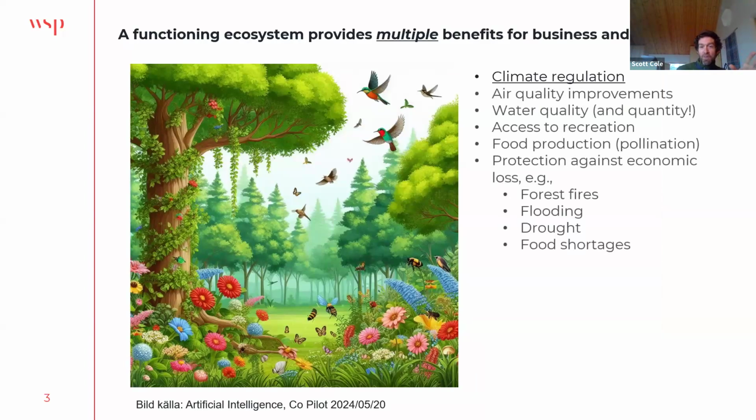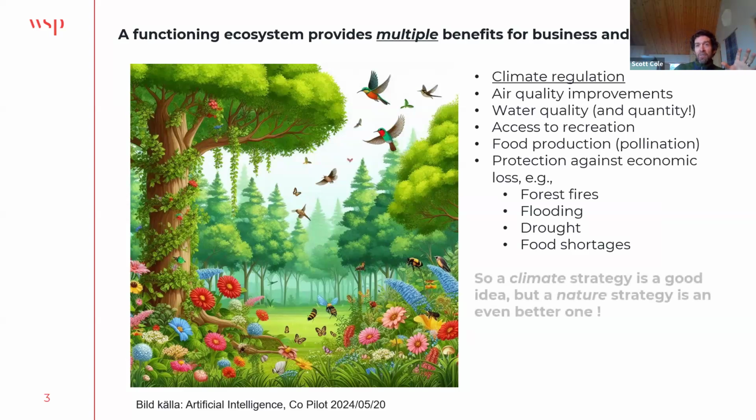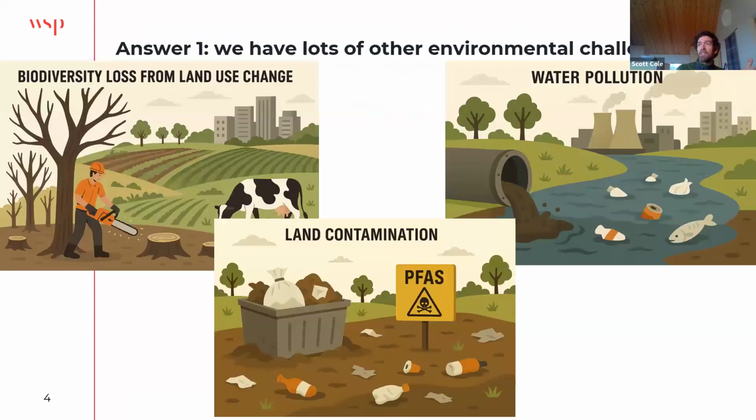An important message here is that a functioning ecosystem provides a lot more than just climate regulation. It provides all these other types of benefits related to air quality, water quality, recreation, food, and protection against losses, right? And so a climate strategy is definitely a good idea, but it only addresses one of these benefits. So a nature strategy is an even better idea. And a couple of reasons I wanted to talk about why it's of value to think a little broader than a climate strategy.